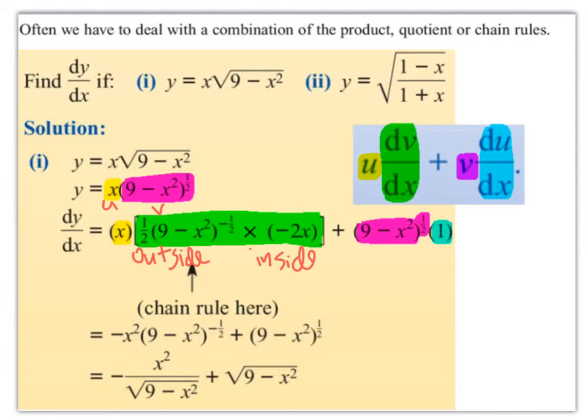Okay, so we don't want any negative indices and we don't want any fractional indices, so we have to rewrite things. So we bring down the minus. Since we had a negative index, we're going to end up with a fraction. So the x squared goes into the numerator, and 9 minus x squared will go into the denominator. And the power of a half rewrites as the square root. And then 9 minus x squared raised to the power of a half is rewritten as the square root of 9 minus x squared. So again here we are using our indices rules.